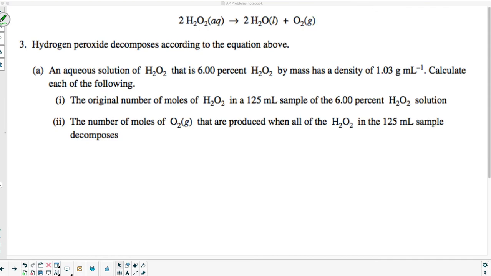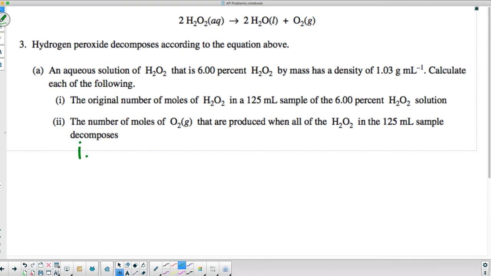So take a look at the decomposition of hydrogen peroxide. The aqueous solution of H2O2, that is 6% H2O2 by mass, has a density of 1.03 grams per milliliter. Calculate each of the following. So first we're going to do the original number of moles of H2O2 in the 125 milliliter sample of 6% H2O2 solution. So let's get started.